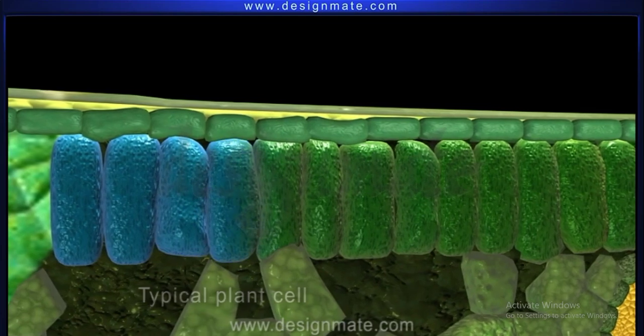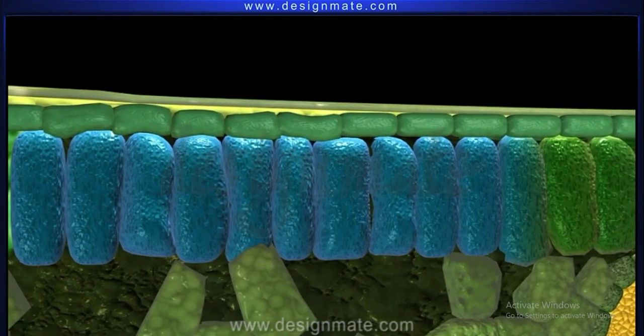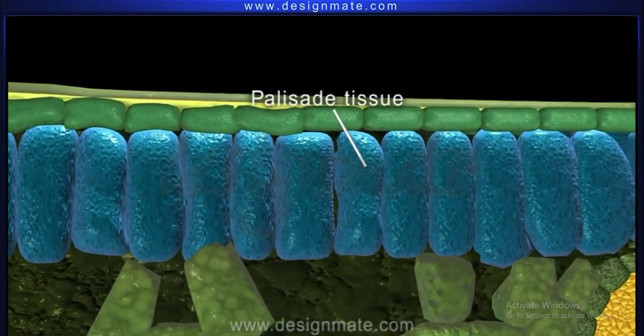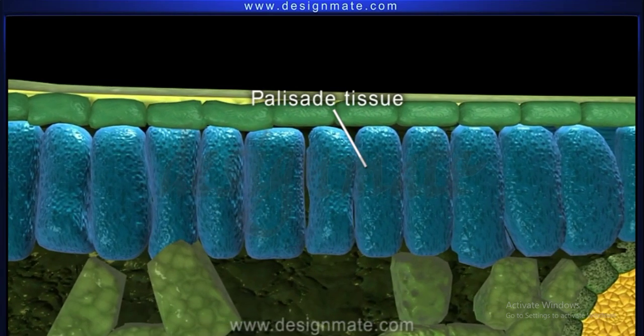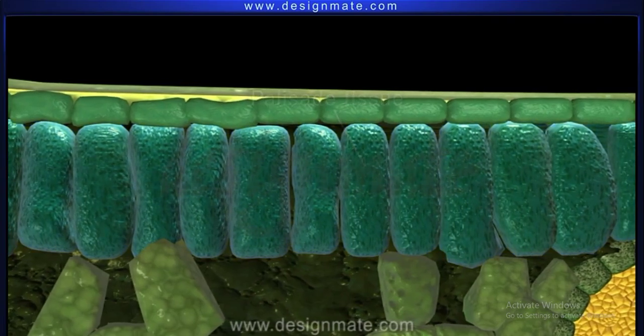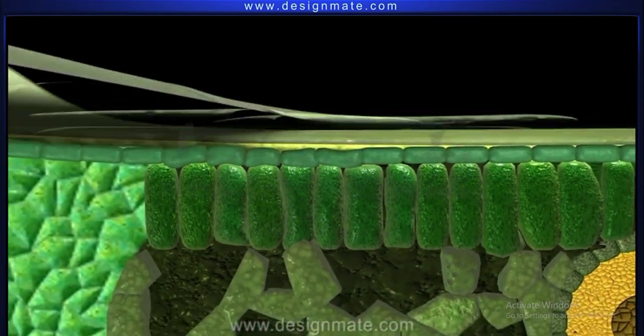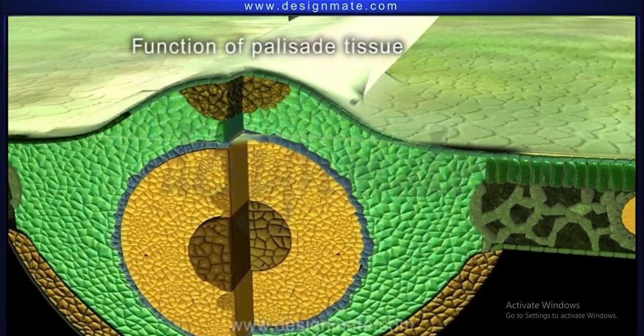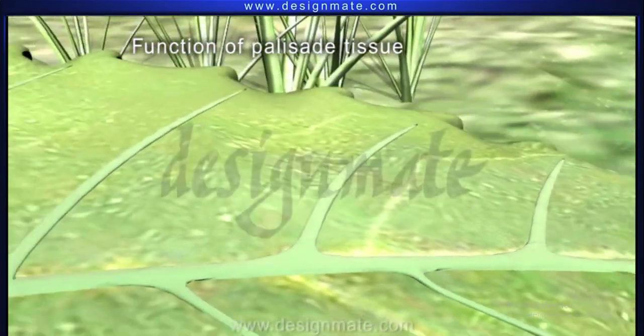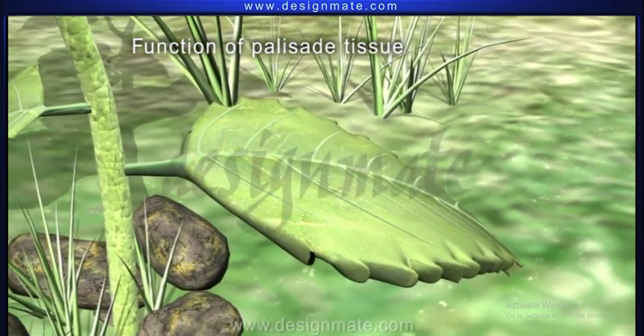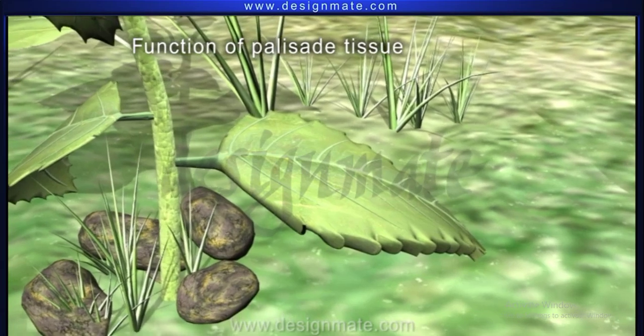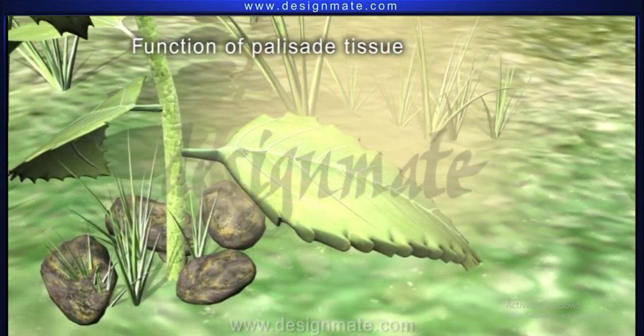A number of similar palisade cells are grouped together to form the palisade parenchyma. Such a group of cells is called a tissue. The function of this palisade parenchyma tissue in the leaf is to serve as the site of photosynthesis, converting the light energy into chemical energy.